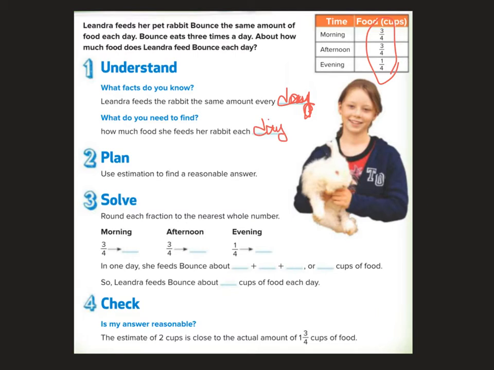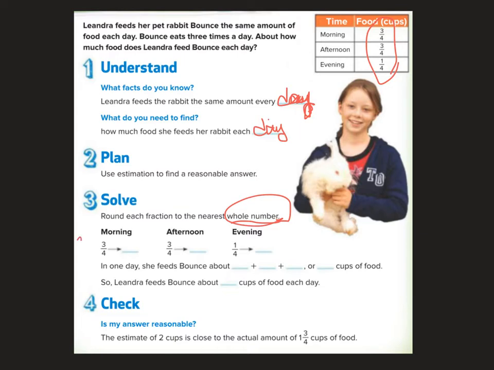So here's what we're going to do. We're going to round each fraction to the nearest whole number. Whole numbers are numbers that you count by: 0, 1, 2, 3, 4, 5, 6, 7, 8. Those are all whole numbers, numbers we're really comfortable working with.